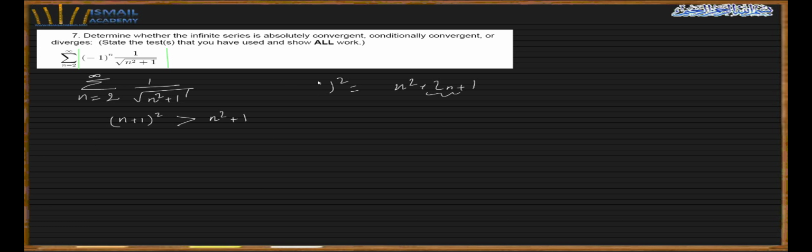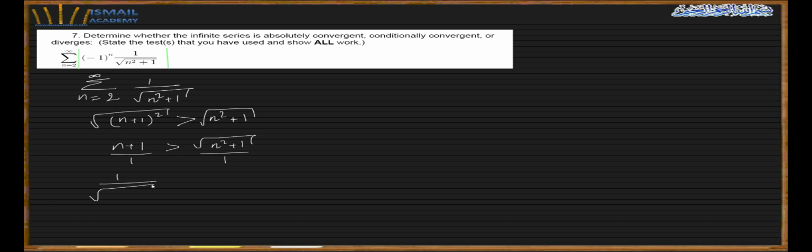And here I'm going to take the square root of both sides, because square root is an increasing function, so the inequality will stay the same. So we end up having n plus 1 is greater than the square root of n squared plus 1. I don't need an absolute value because the inside is positive. Then this is over 1, this is over 1, so we cross multiply, and it's going to be 1 over the square root of n squared plus 1 greater than 1 over n plus 1.